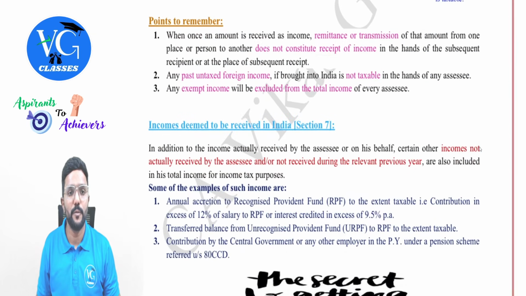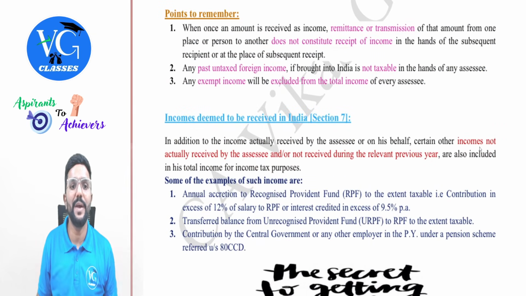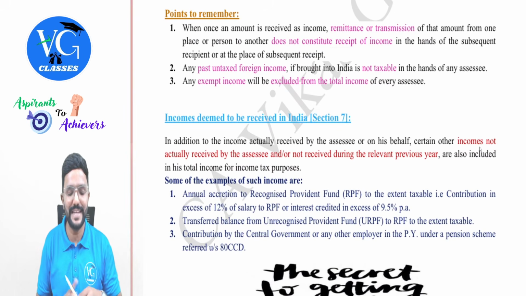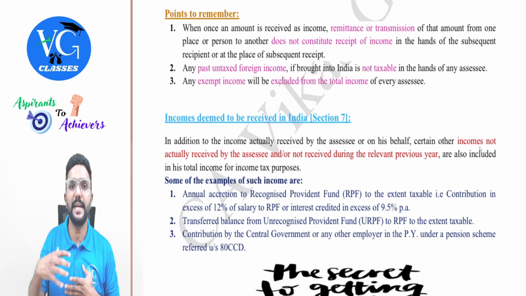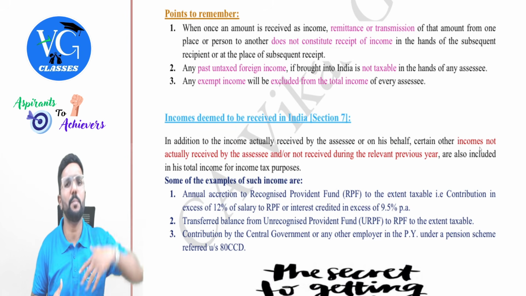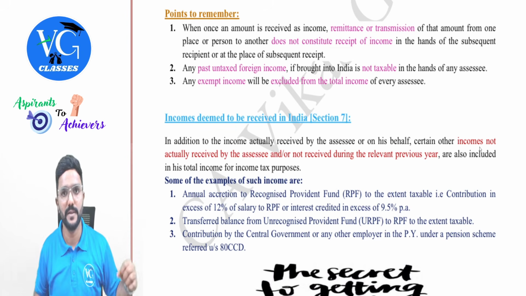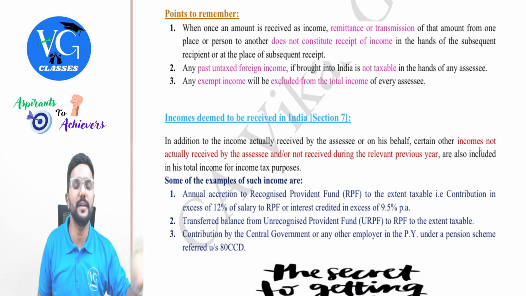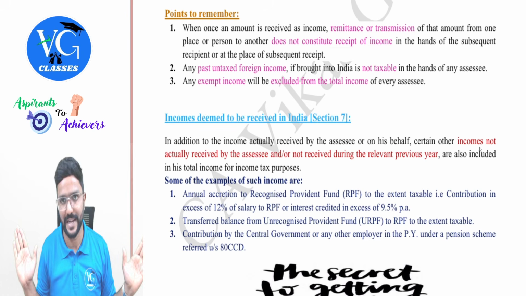Fine. So now coming to points to remember. Once an amount is received, assume guys, I have earned an income, I have received it. Is it my income? Yes. Later I transferred it to my parents or my wife or to my children. Will it be considered as income for them again? No. Transfer or remittance doesn't amount to received, guys.